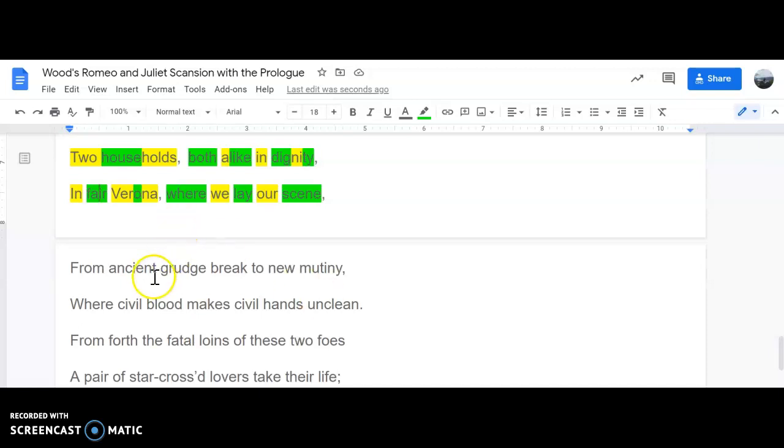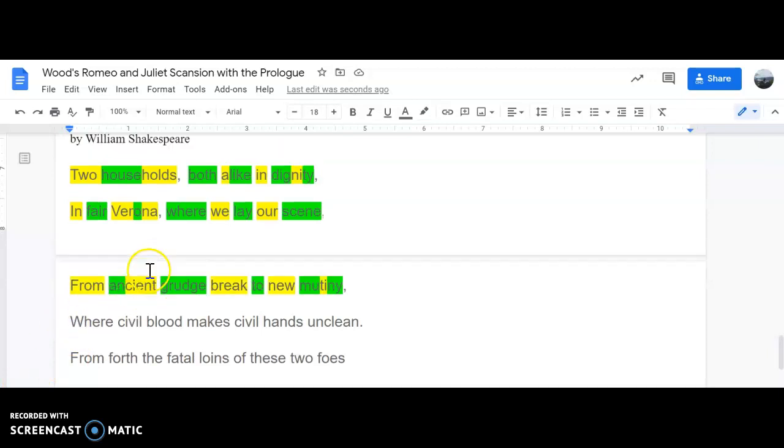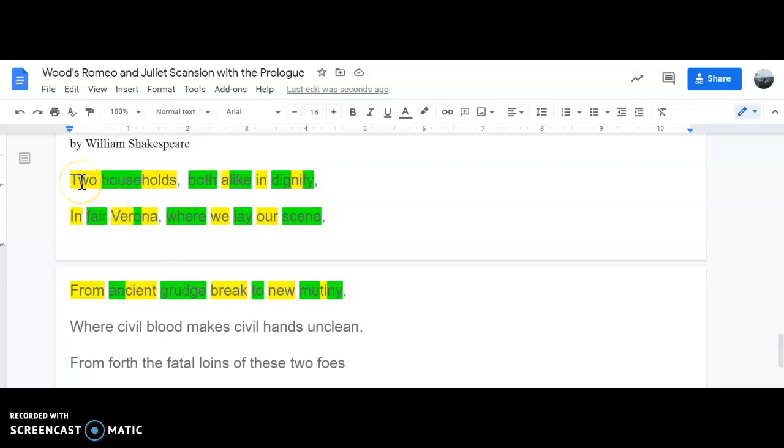Okay, so let's go through line 3. From ancient grudge, break to new mutiny. So let's do it one more time. From ancient grudge, break to new mutiny. Okay, let's look at it in color. Okay, so now that we see how this is broken down, look at it in comparison to line 1. So you have 1 syllable, 1 syllable, 2 syllables, 2 syllables, 1, 1. Okay, then we have a little bit of a difference here with alike and break 2, but still the same idea.